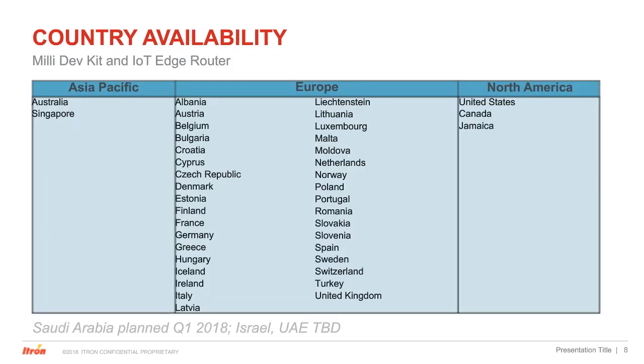Where are we available today? These are the countries that we have certification of the DevKits. Asia Pacific, Australia, Singapore, most of the EU, all of the ETSI regulatory board countries are covered. In North America, it's US, Canada, Jamaica, and Saudi Arabia is planned here within weeks, and then Israel and UAE are on the radar to get regulatory approval, so the kits will be available there as well.